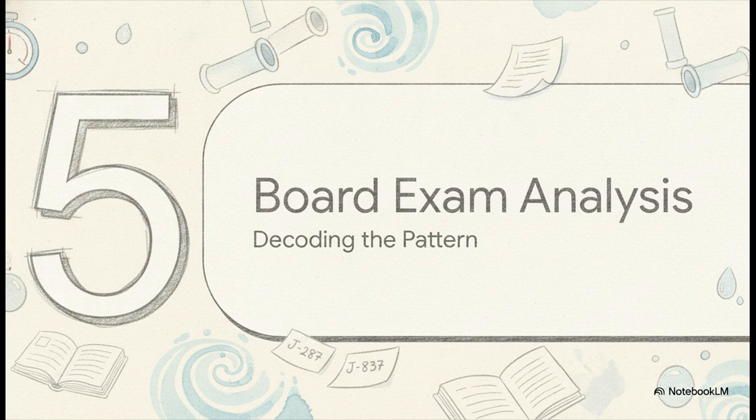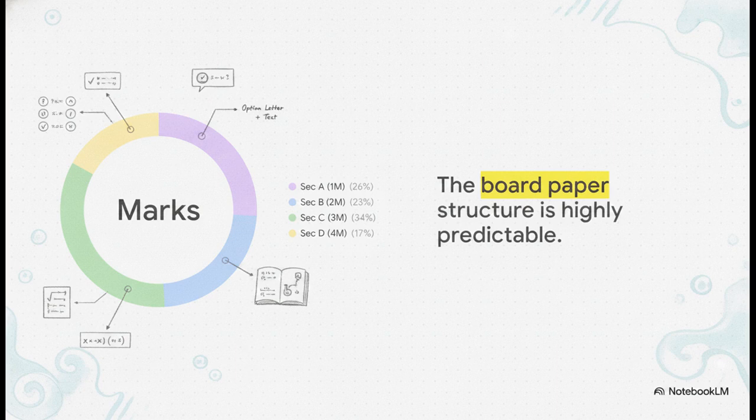Section 5, Board Exam Analysis. Let's get you that strategic advantage. We're going to decode the pattern of actual HSC board papers, specifically codes J287 and J837, to see exactly how you're going to be tested. You know, the board paper structure is incredibly predictable. It steps up from quick 1-mark objective hits in Section A to 2-mark short answers in Section B, 3-mark long derivations in Section C, and finally those complex 4-mark combined derivation numerical questions in Section D. Oh, and a quick tip for those Section A MCQs, always write the option letter and the correct text answer if you want to secure that mark.